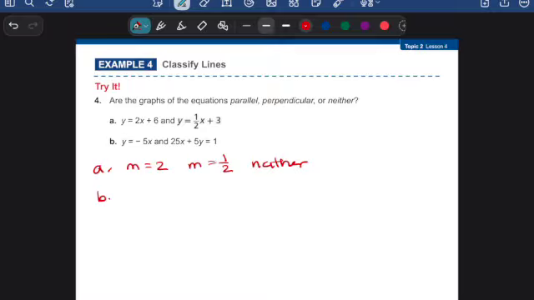Okay, for part B, my slope is -5. And my other slope, well, it's in standard form, so we're going to have to rearrange it. So let's turn the standard form equation into slope-intercept form so we can compare the slopes.